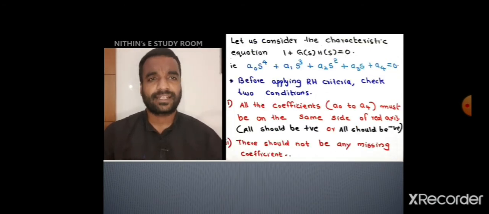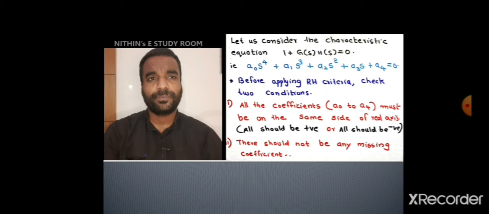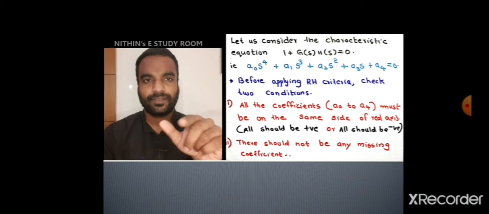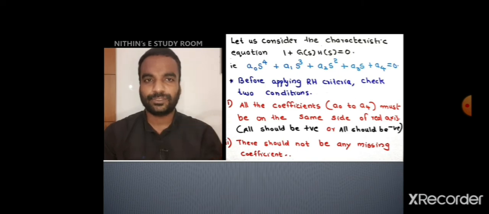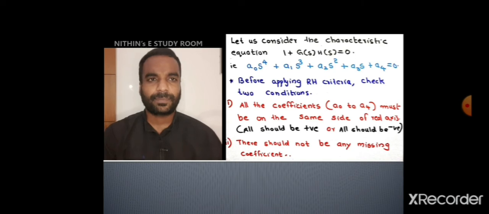Now, let us consider a characteristic equation: 1 plus G(s)H(s) is equal to 0. I hope you will get how that came. Generally, what is our closed loop transfer function? G(s) by 1 plus G(s)H(s). And we are equating its denominator to 0. That's why we are directly taking 1 plus G(s)H(s) is equal to 0.